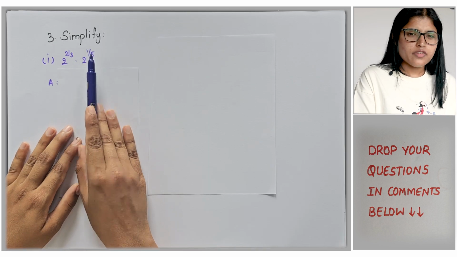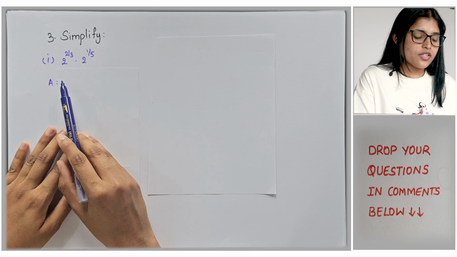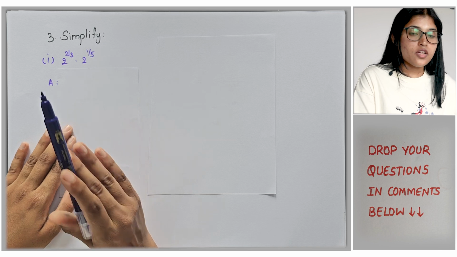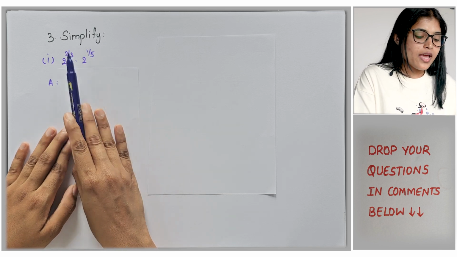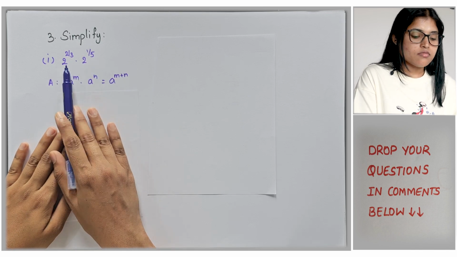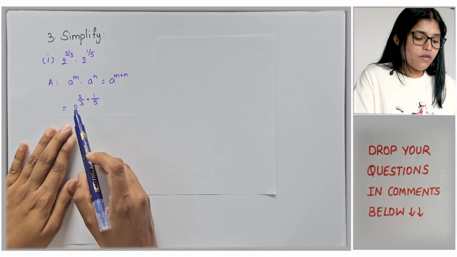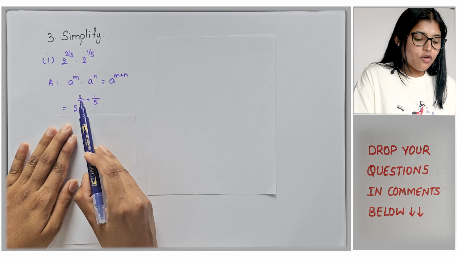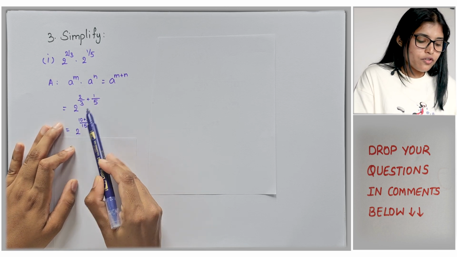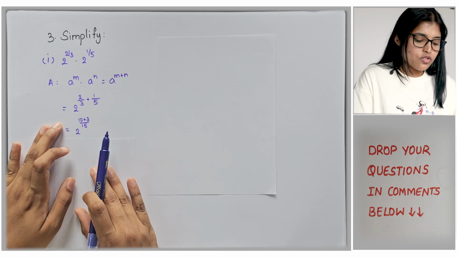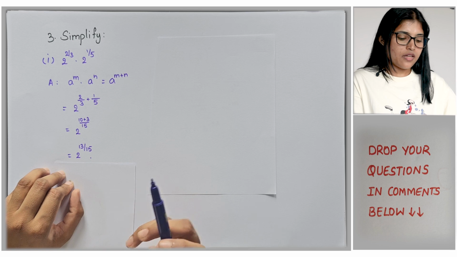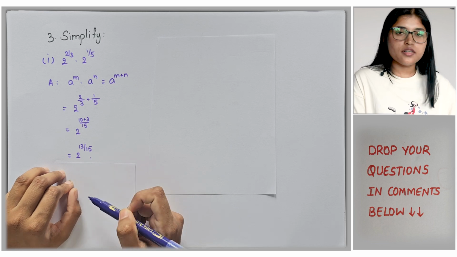In the third question, we have a slightly complicated version of what we just did. So they have given us 2 power 2 by 3 into 2 power 1 by 5. So remember the identity a power m into a power n. So what we have to do, we have to add the exponents here. So 2 power 2 by 3 plus 1 by 5. How do we add fractions? We take LCM, which is 15. So 2 into 5 is 10, 3 into 1 is 3. So 2 power 10 plus 3 is 13 and we are left with 15. So the answer is 2 power 13 by 15.